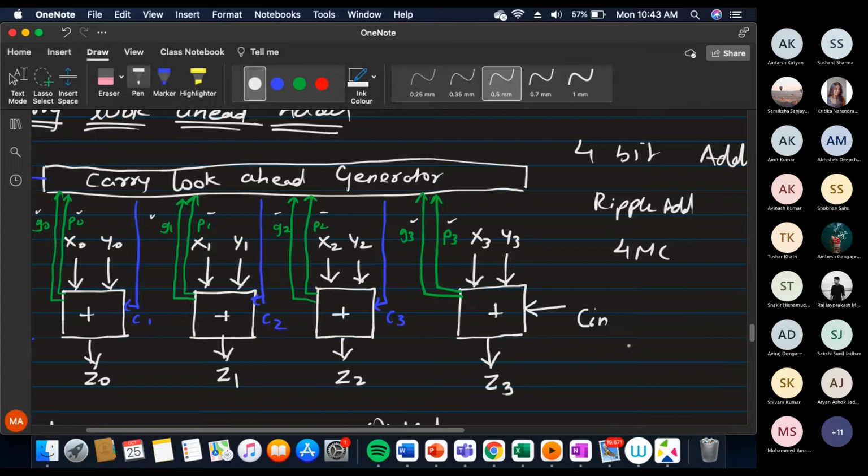No, it is not 6. It will generate all the G's and P's in exactly one machine cycle. It would generate all the carries in exactly one machine cycle, and it will generate all the sums in a single go, in one machine cycle. So there also it takes only 3 machine cycles for addition of 8-bit numbers. Is that clear?